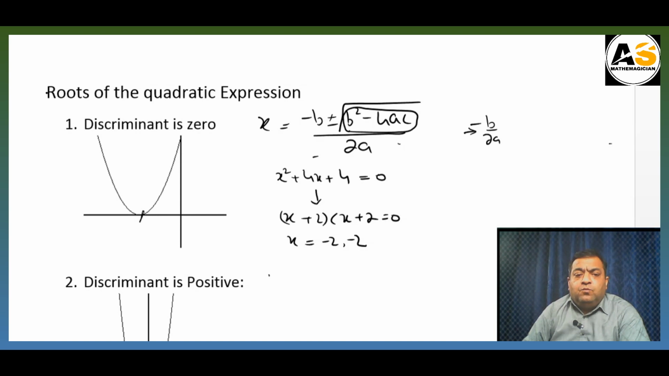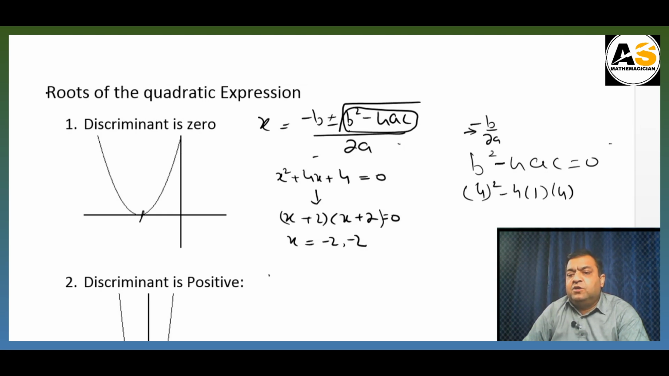Since both factors are the same, its roots are equal, and you can see that the graph comes from above the x-axis, touches the x-axis and goes up. So its minimum value is 0. It is tangent to the x-axis. It does not cross the x-axis. So when discriminant b square minus 4ac is 0, the graph of the polynomial is tangent to the x-axis. In this case, b was 4, so 4 square minus 4 into a, which was 1, and c, which was 4, equals 16 minus 16, which is 0.